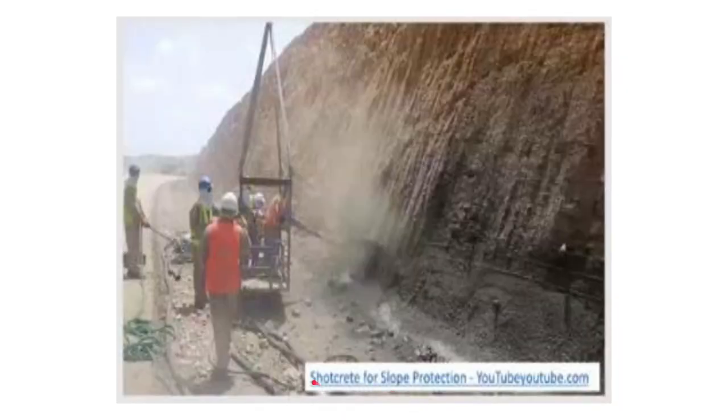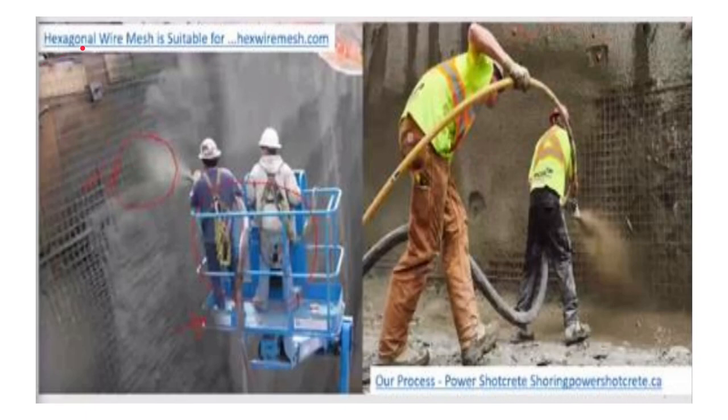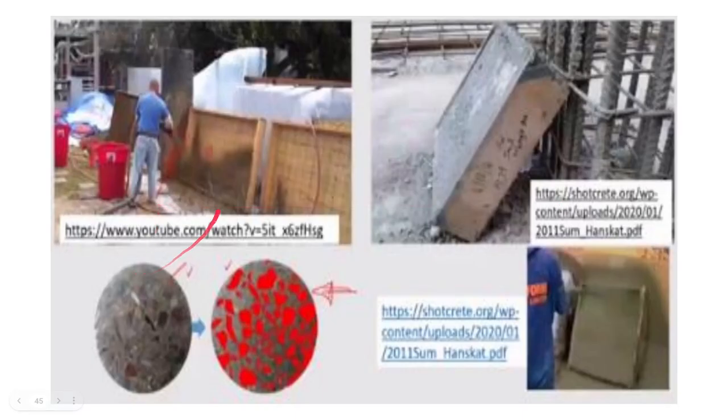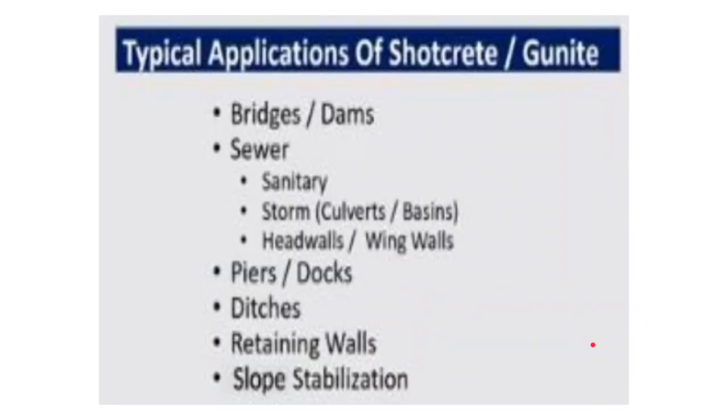Here it is the shotcrete which is used for slope protection. Here you can see hexagonal wire mesh, which can be used for giving more shear strength to the shotcrete. They have used some processes and coined the technique as power shotcrete. Here they have applied shotcrete in panels. Shotcreting has been done in panels, as you can see.